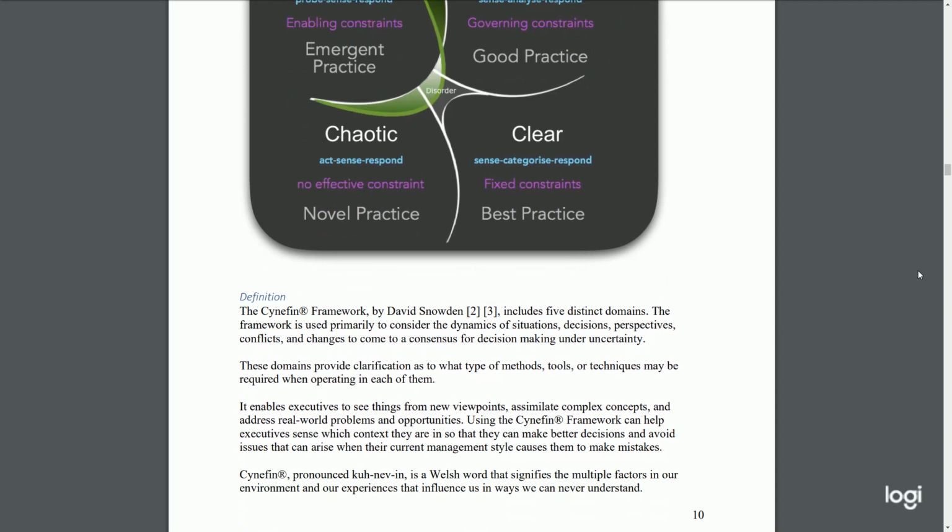Using the Cynefin Framework can help executives sense which context they are in so they can make better decisions and avoid issues that can arise when their current management style causes them to make mistakes. Cynefin, pronounced Kuh-NEV-in, is a Welsh word that signifies the multiple factors in our environment and our experiences that influence us in ways we can never understand.